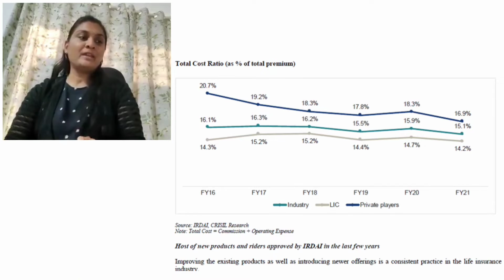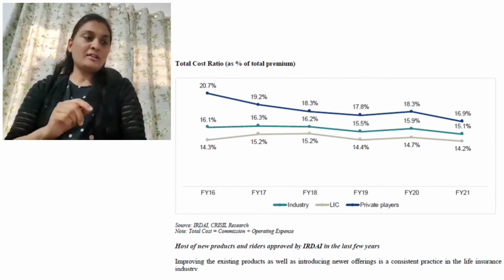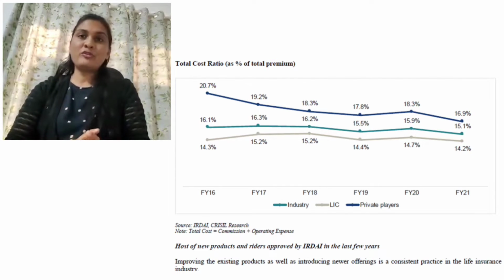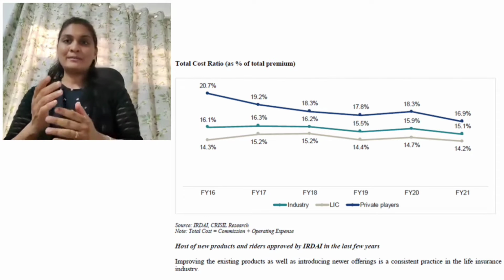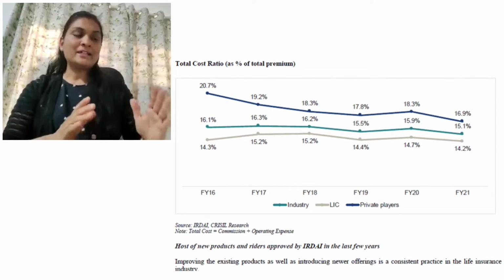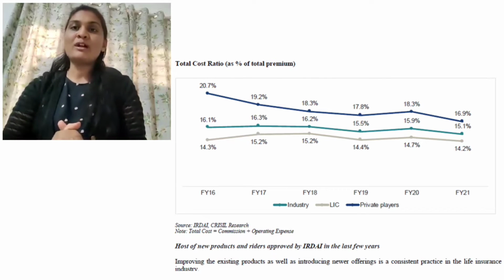Now, is LIC superior in terms of cost as against the private players, and why LIC's cost structure is less as compared to the private players? So let's see why. We can see from the chart that the total cost ratio as a percentage of total premium for LIC is 14.2% in financial year 21 as compared to private players, which was 16.9%. Though we can see that the cost for the private players is also coming down.